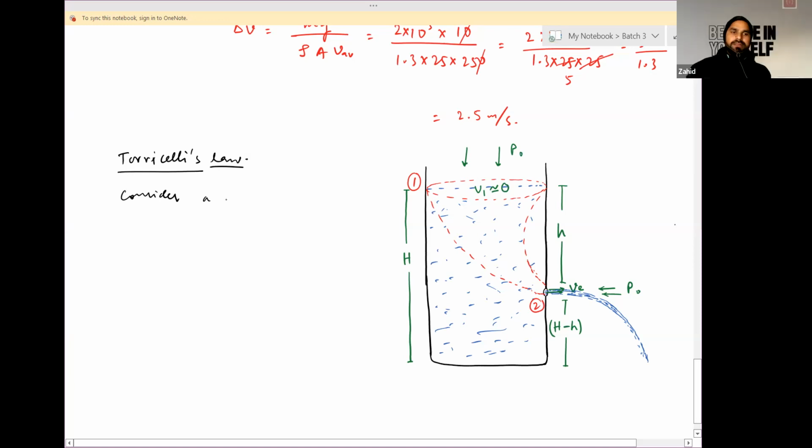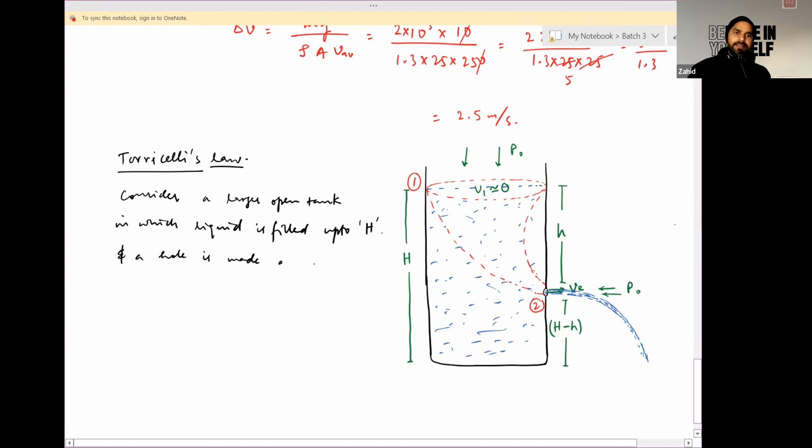Consider a large open tank in which liquid is filled up to H, and a hole is made at h below the level of liquid.